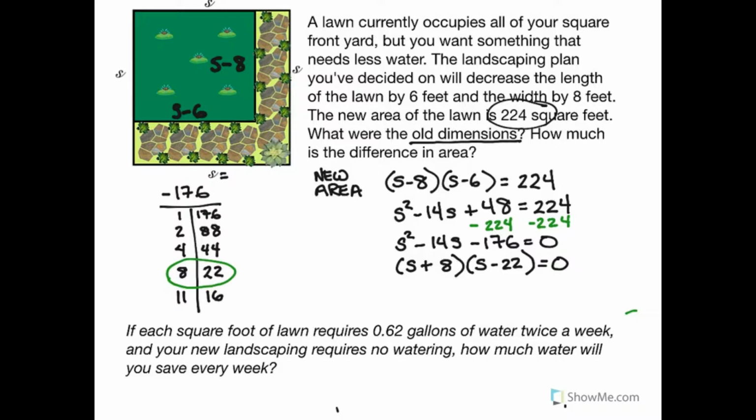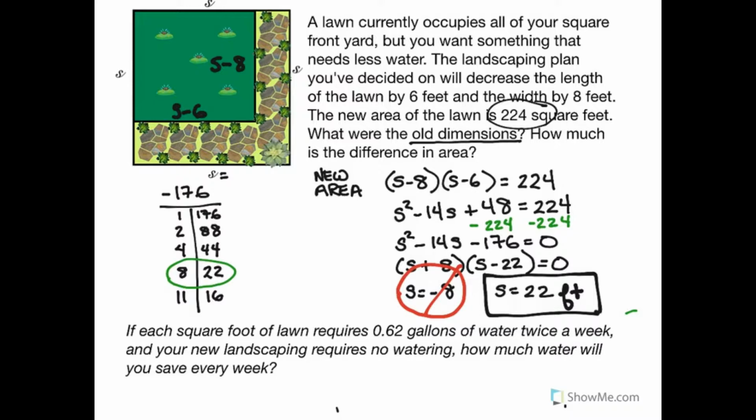That gives me two solutions. S is the side of a square lawn, and it can't be negative 8 feet. So the solution that works is 22. The old side of the lawn was 22 feet. And that's the answer to the first question. What were the old dimensions?